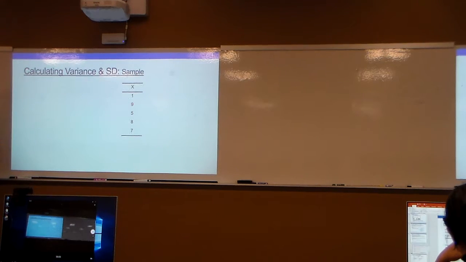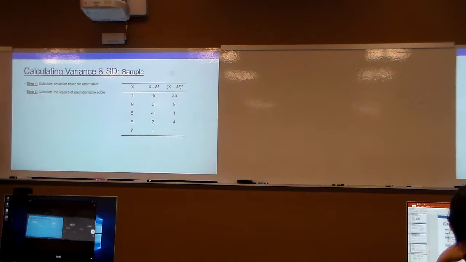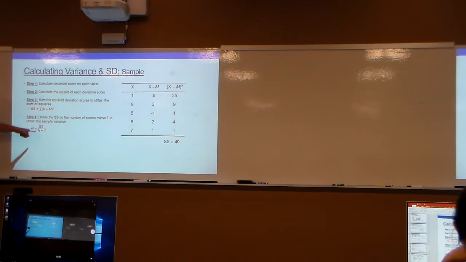Okay. So, same set of data. Again, first you're going to calculate our deviation scores. We're going to square those deviation scores. We're going to sum the squared deviation scores. Everything to this point is exactly the same. No difference here. But then when we calculate our sample variance, we're just going to take our sum of squares divided by n minus 1. In this case, it's going to be 4 instead of 5.